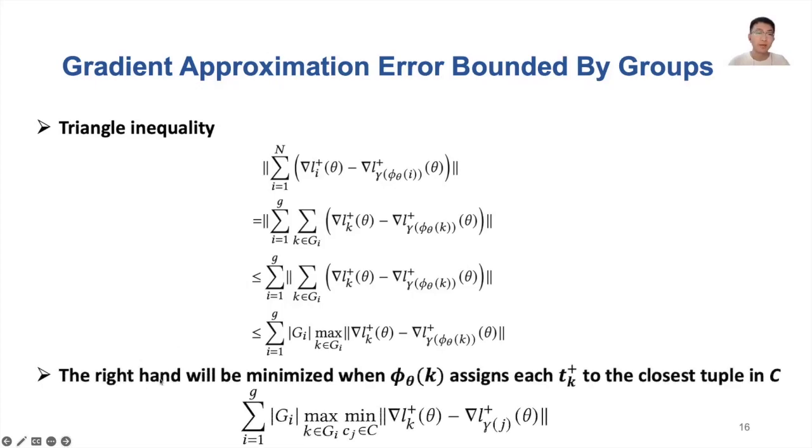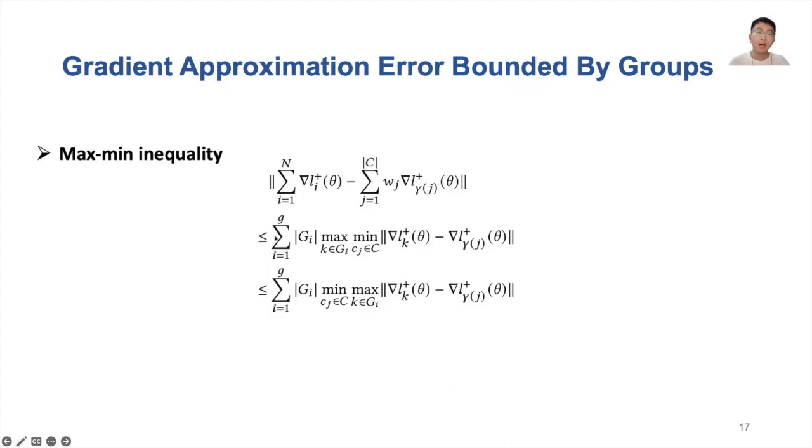Recap from the aforementioned example. Intuitively, the right hand side will be minimized when the mapping function is set to assign each tuple in T-class to the closest tuple in the coreset with regard to the gradient. So the right hand side can actually be rewritten as this. After that, by leveraging the max-min inequality, we can get the following expression.